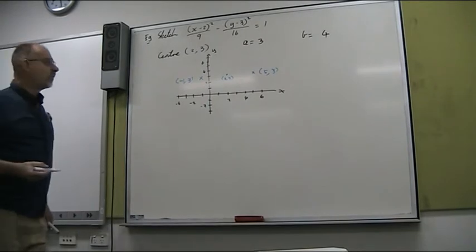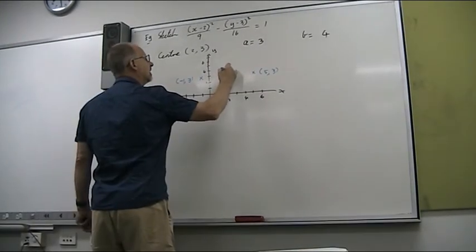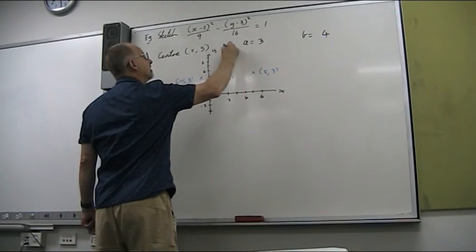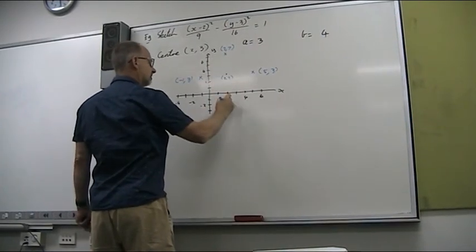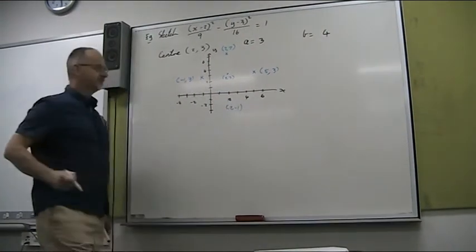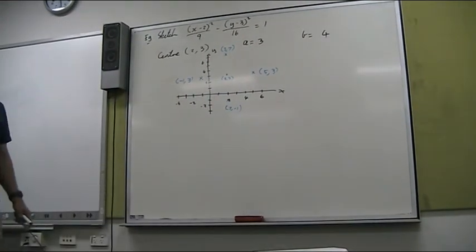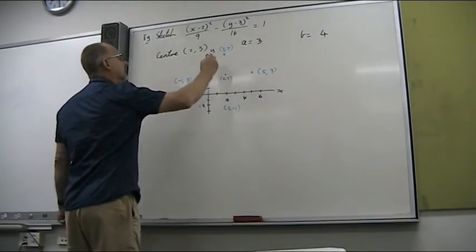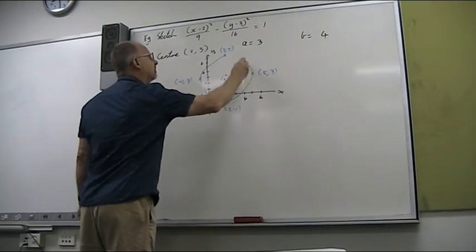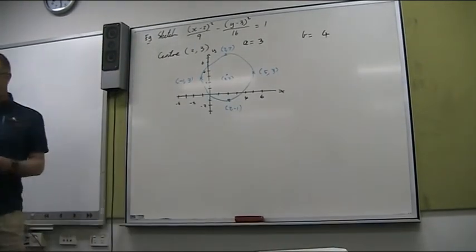And then we're going 4 the other way. 1, 2, 3, 4 up, which is then 2 and 7. 4 down, which is 2 and -1. And then we end up with a beautiful ellipse like that.